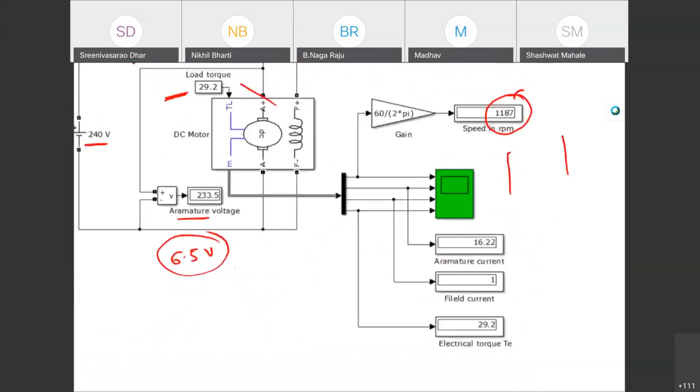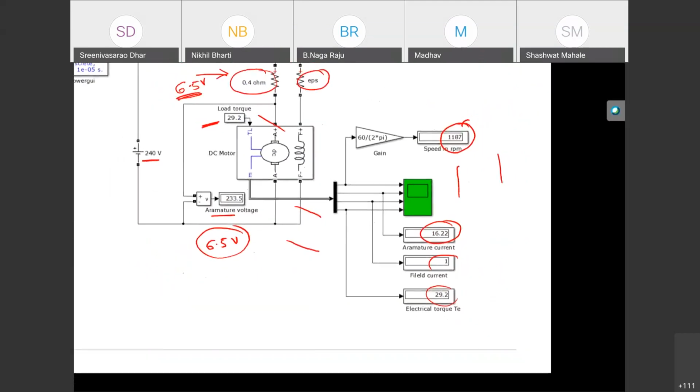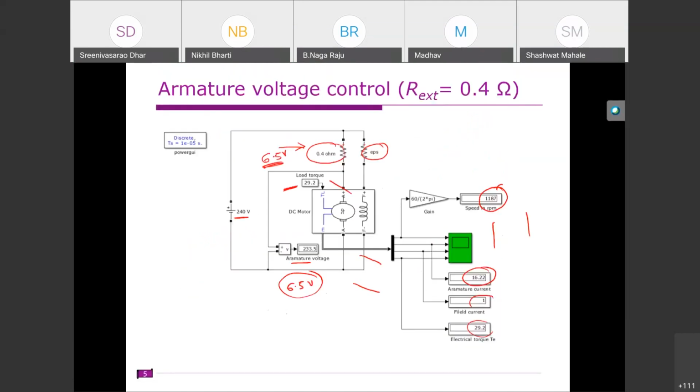The rest of the things are the same. The field current is the same, and the electromagnetic torque, whatever you have given, is the same. Here also the armature current is the same. Clear? I just inserted a 0.4 ohm resistance in the armature circuit, and the speed is reduced to 1187.